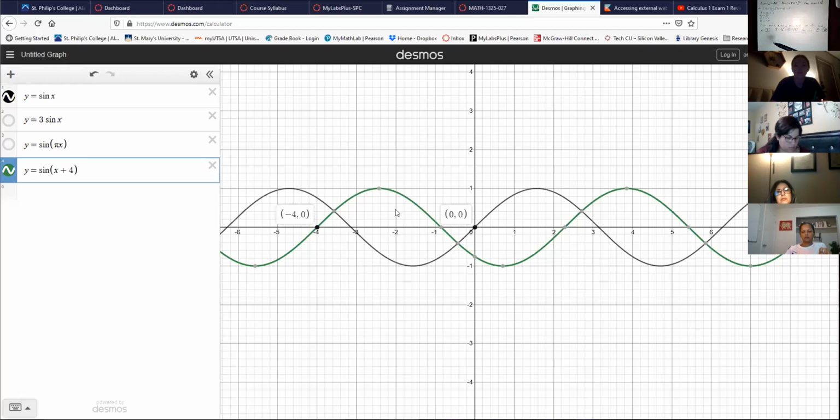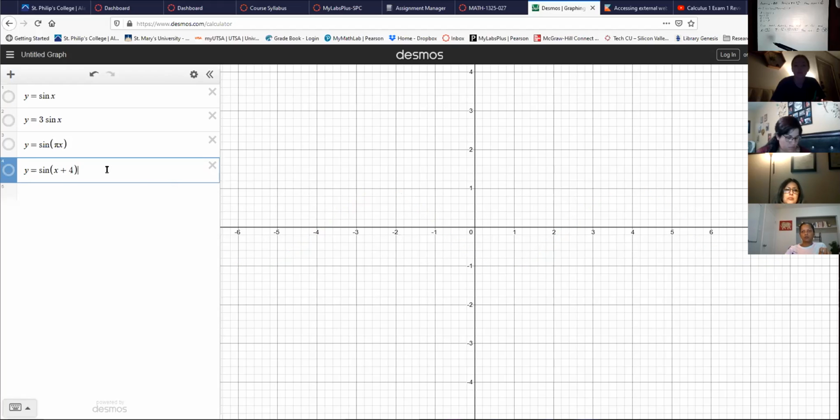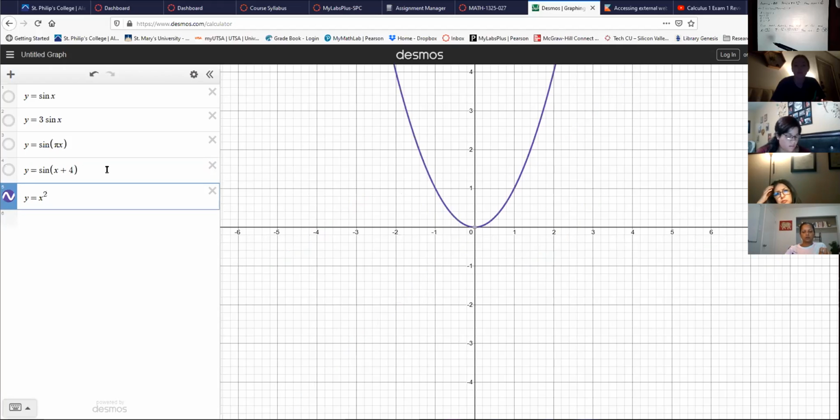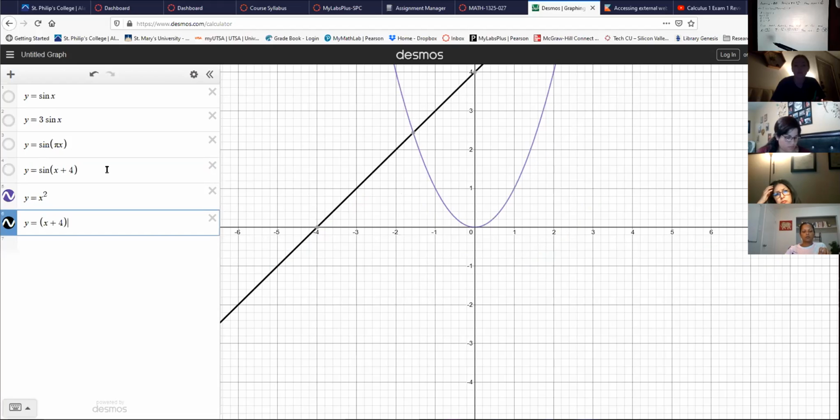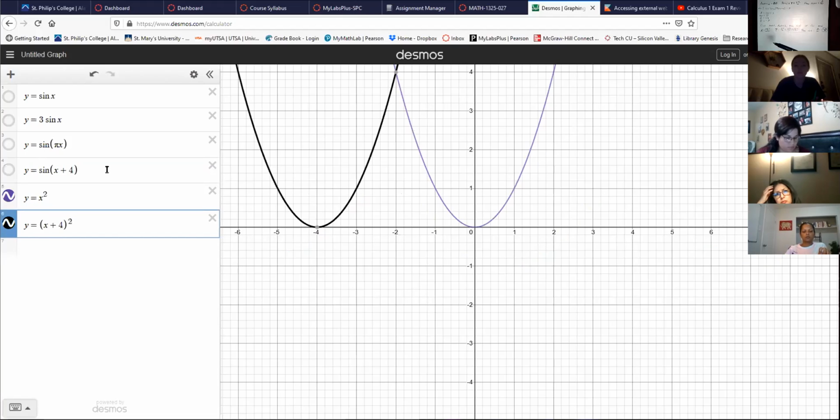Do you remember doing that with parabolas? Just to remind you real quick, here's the original parabola. If you were to put x plus 4 inside the parabola, see how it shifted by 4? That's what we're doing with the cosine. This is what we did in college algebra. So we're doing the same stuff with sine.